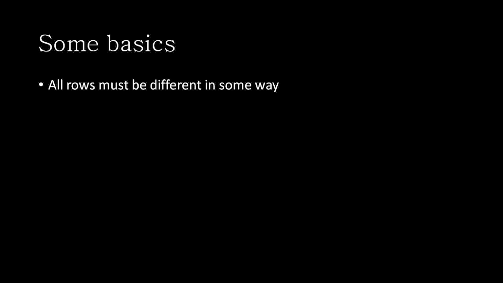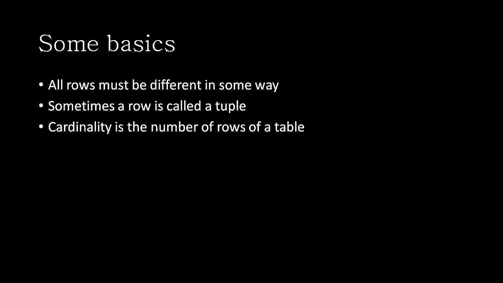All rows must differ from each other in some way. As I said before, sometimes a row is also called a tuple. Cardinality is the number of rows of a table, and arity is the number of columns of a table.